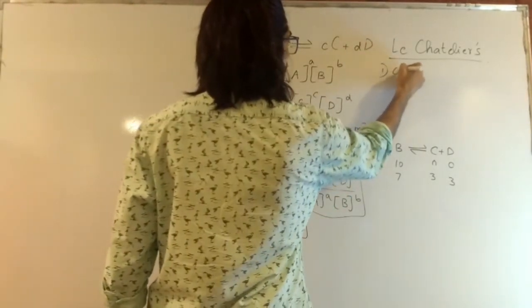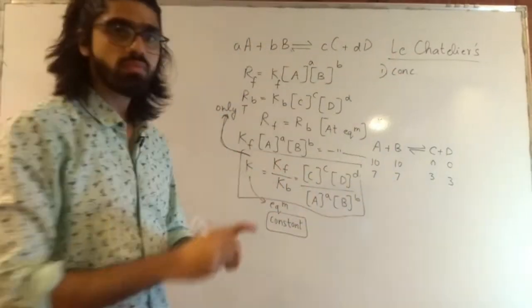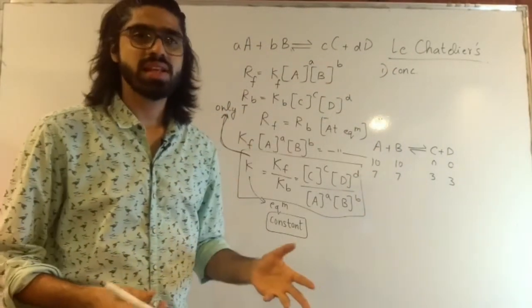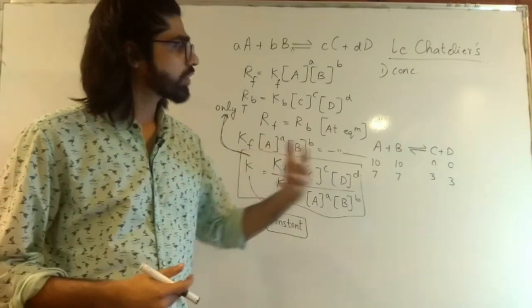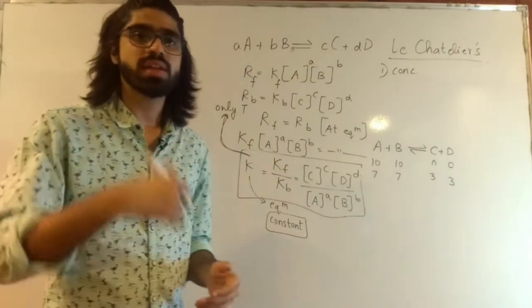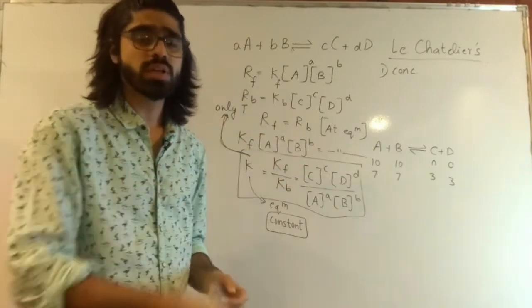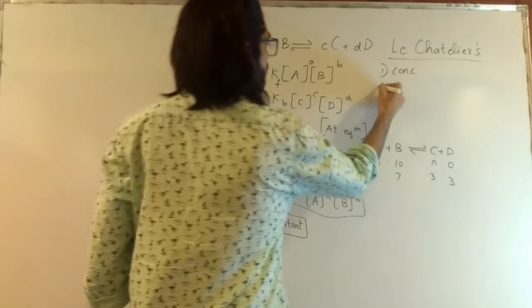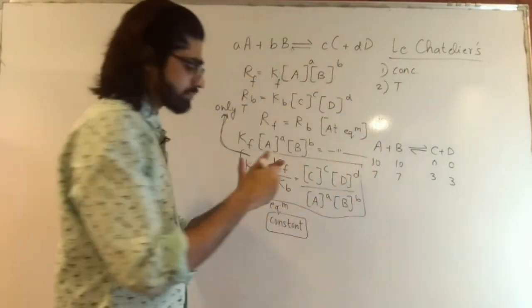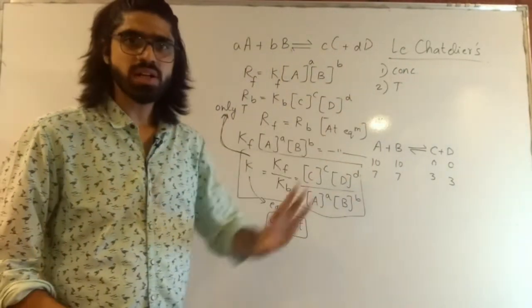That is about the concentration of reactants. So for concentration, like I said, you try to increase one thing, the reaction will try to decrease it. You try to decrease one thing, the reaction will try to increase it. The second point in Le Chatelier's principle is about temperature. The principle remains the same.